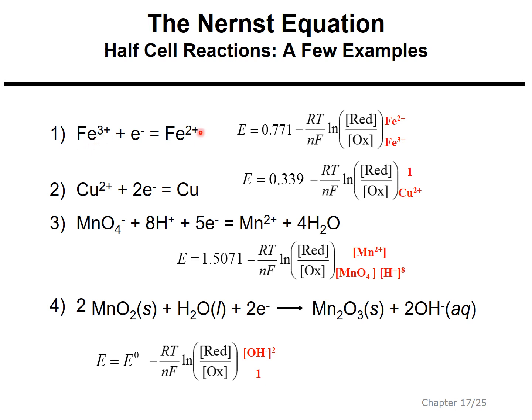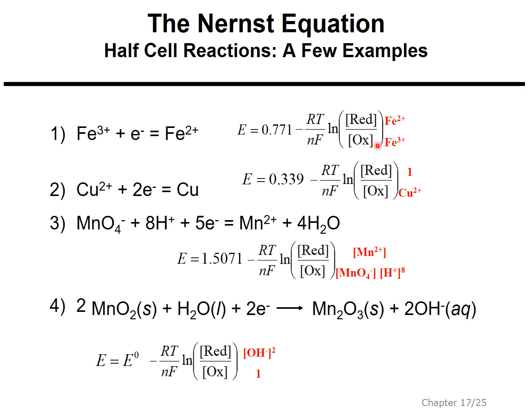Fe3 plus is going to Fe2 plus. Here is the standard reduction potential, plus 0.77 volt, which can be read from the table of standard reduction potentials at usually 25 degrees Celsius. And let's go to the log: the product per the reactant, or reduced species per oxidized species. So Fe2 plus is there, Fe3 plus is there.